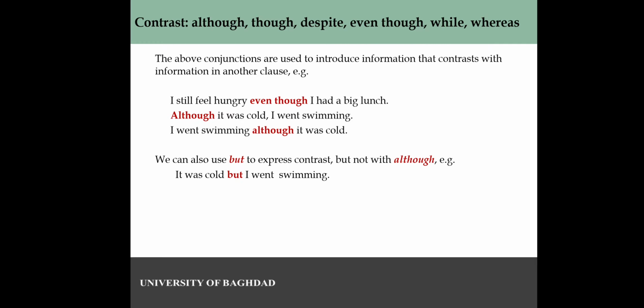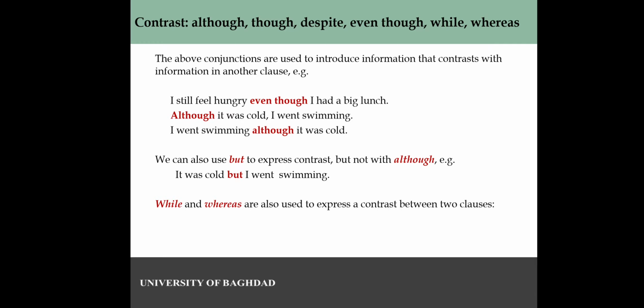Have a look at this sentence, the same sentence given to you here. It was cold, but I went swimming. So here, but again expresses a contrast between these two clauses. In the first one, we put although with the clause it was cold, while here we put but with I went swimming. So that's why you need most frequently to pay attention to the meaning of each clause given to you.